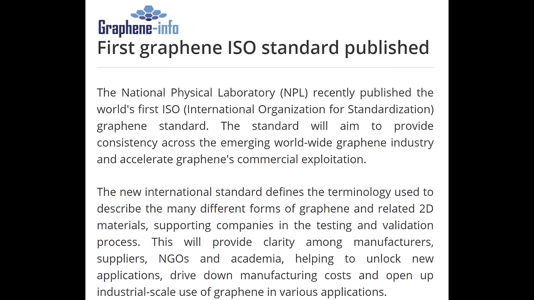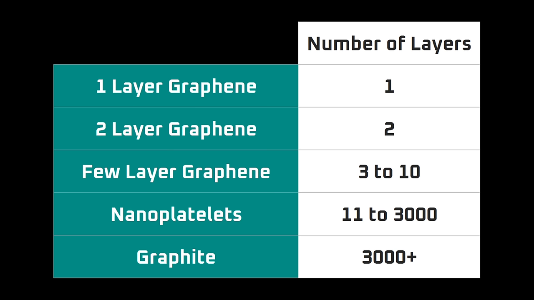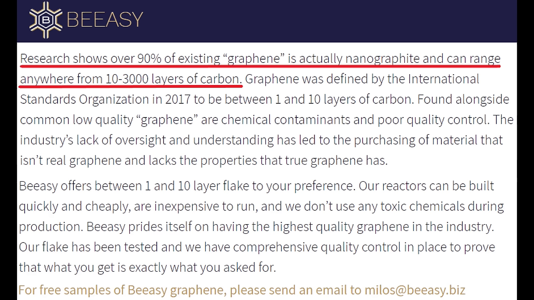In 2017, the National Physical Laboratory in the UK published ISO standard definitions for graphene. I haven't seen any other graphene videos cover these definitions, which are essential to any discussion on graphene. These are the key definitions. A single layer of graphene is called one-layer graphene. A double layer of graphene is called two-layer graphene. 3 to 10 layers of graphene is called few-layer graphene, and 11 to 3,000 layers of graphene is called nanoplatelets. Not graphene nanoplatelets, simply nanoplatelets. This is because that many layers of graphene are technically no longer graphene. Larger than 3,000 layers is graphite.